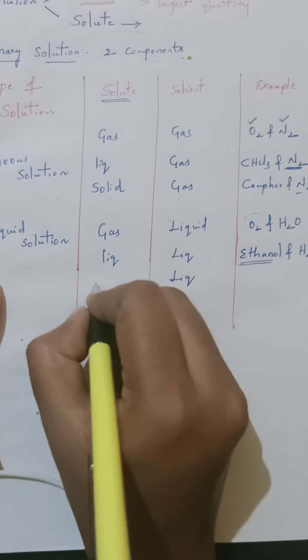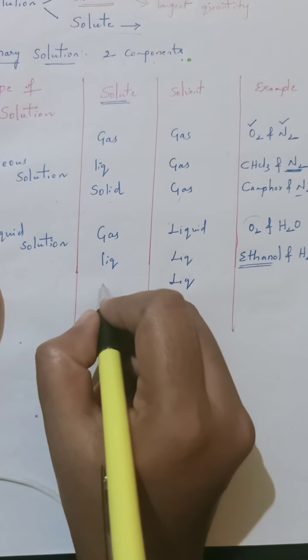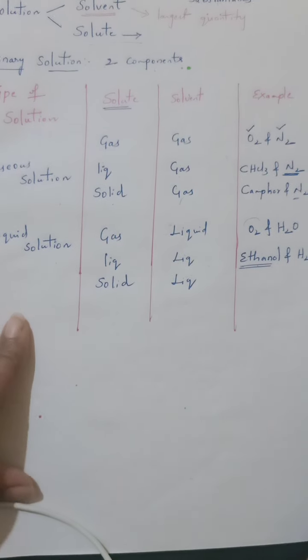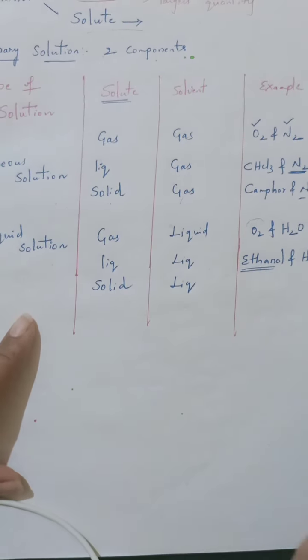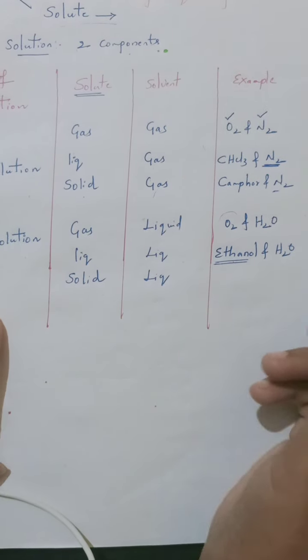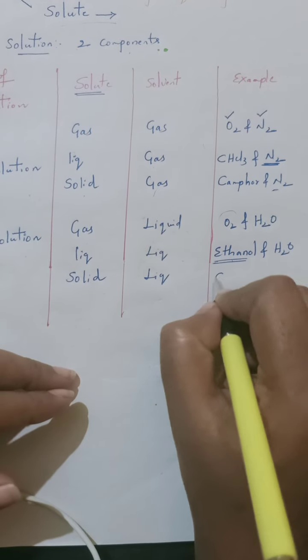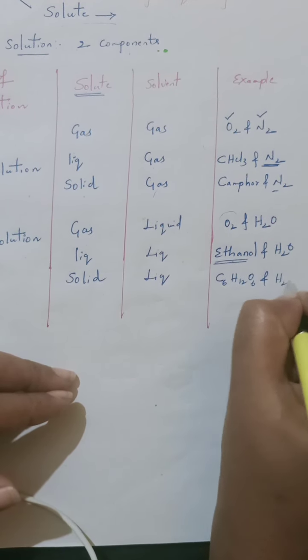Next, another one is where the nature of the solvent is liquid, but the nature of the solute changes, that is, it is in solid state. Now, a solid which is dissolved in liquid. For example, salt present in water, sugar present in water, or glucose, C6H12O6, present in water.